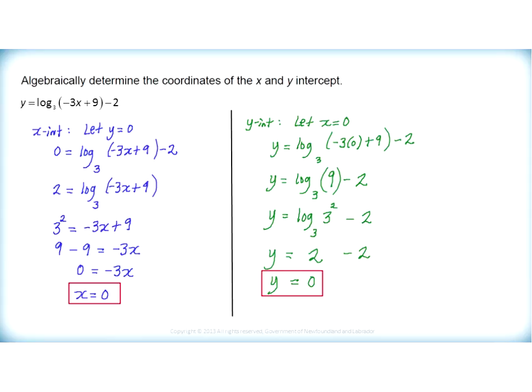In this step, I'm just going to write down the property of logarithms that I used. Here we have it in the form of the log of c raised to the power of k, where the base of the log is the same as the base of your power. And the answer is equal to the exponent k. So that's how you algebraically determine the coordinates of the x and the y-intercept.